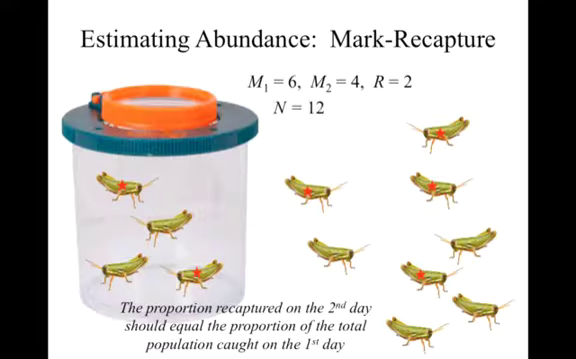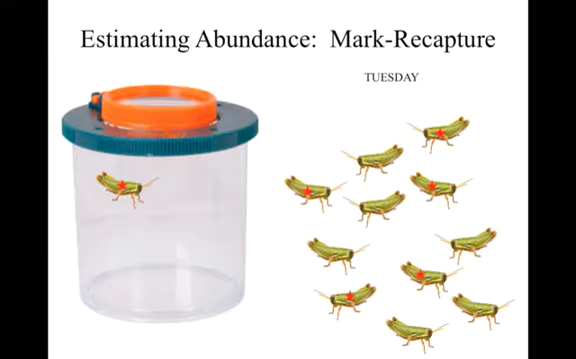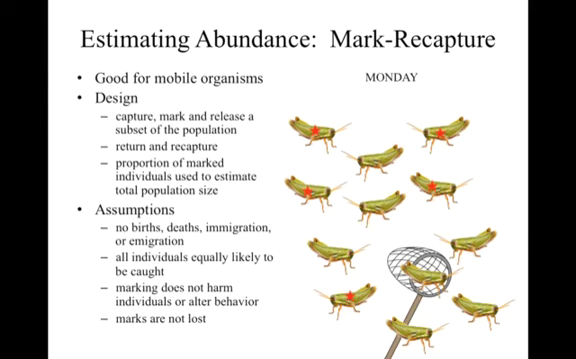All right, so I'm actually going to run back here and tell you about the assumptions. The assumptions when using a mark recapture technique: you have to assume that there's no births, deaths, immigration, or emigration in the time between when you did your first marking and when you did your recapture. If a whole pile of new baby grasshoppers were born, then this technique wouldn't work very well. Or if all of your grasshoppers died, then obviously you're going to go back in and recapture, it's going to be a very different population.